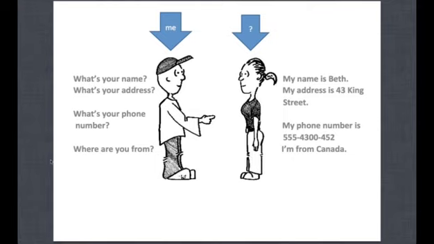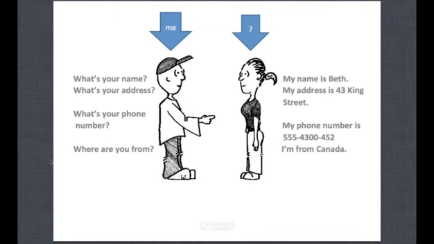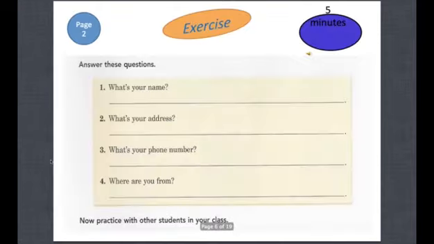So now let's go to an exercise. Now you have this exercise. Now you know how to answer these questions. Now I want you to do this exercise for me. What I want you to do is to open your book on page 2. We're still on page 2, and answer these questions. I will give you 5 minutes.